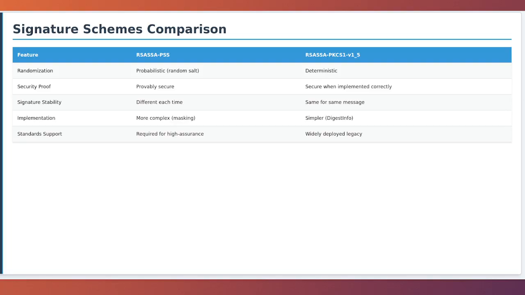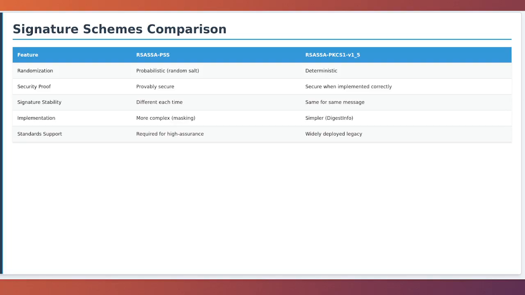The security of PKCS 1 version 1.5 signatures depends critically on correct implementation. The digest info structure must be encoded exactly according to the standard. The padding bytes must be validated during verification. Any shortcuts or mistakes in implementation can lead to signature forgery vulnerabilities. Despite these concerns, PKCS 1 version 1.5 signatures are still widely used and are generally considered secure when implemented correctly. In practice, both signature schemes are acceptable for most applications when implemented properly.